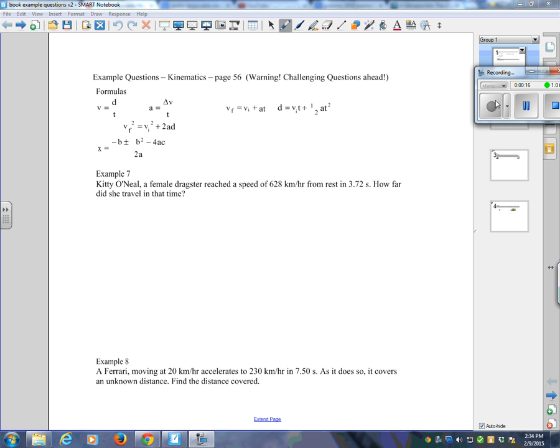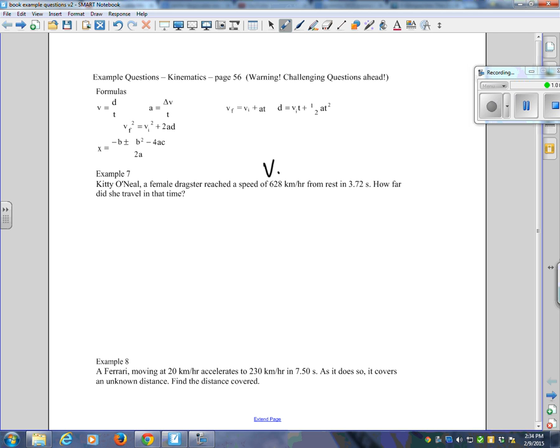It's straightforward. You've got an initial velocity. Oh no, initial velocity is 0. The final is 628. The time is 3.72, and you're solving for g. The only thing you have to do is divide by 3.6, right? And then it's a straightforward application of d equals... oh no, how do we do this one? It's in seconds. You've got to convert to meters per second.